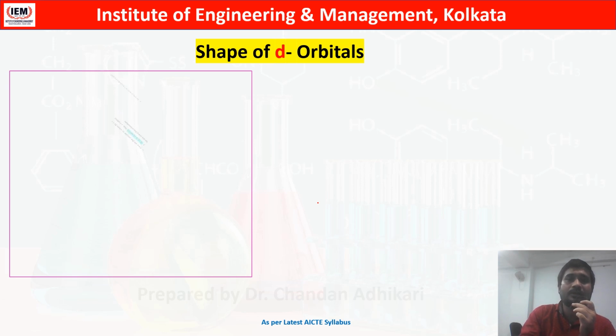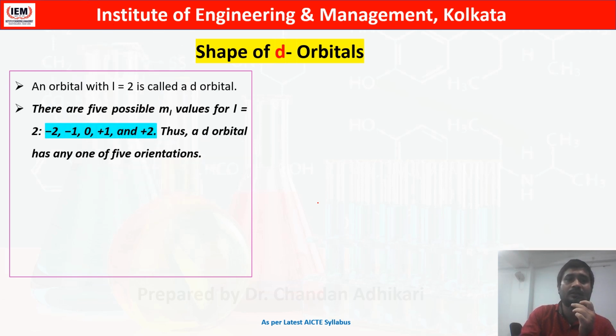So now d orbitals. Again for d orbitals, it is only possible if l equals 2. So it will only happen if n equals 3 or greater, because only then l can be 0, 1 and 2. If l equals 2, there will be 5 ml values, so there are 5 d orbitals. 5 d orbitals means each orbital can take 2 electrons, so altogether 10 electrons. So 10 electrons can be accommodated in d orbitals.